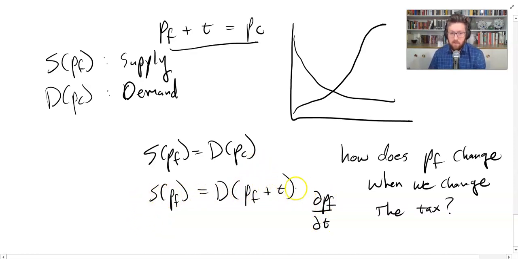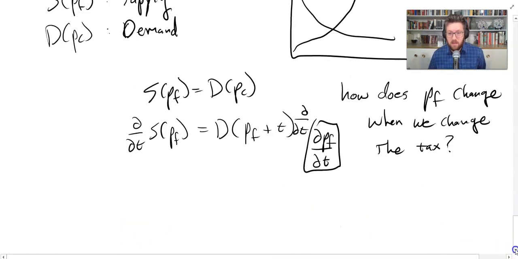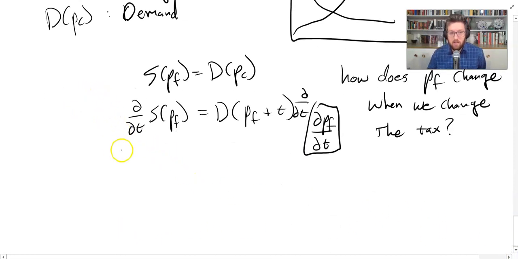So let's take the derivative of all these terms on both sides with respect to the tax rate. And then eventually we're going to use that to get this answer. So if we want to take the derivative of a function with respect to some variable t, we have to use the chain rule. First, we take the derivative of the quantity supplied. So instead of writing S, this is all equal to the quantity supplied. This is all equal to the quantity demanded.